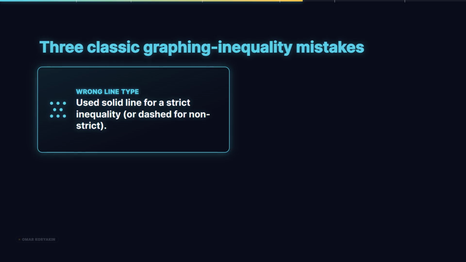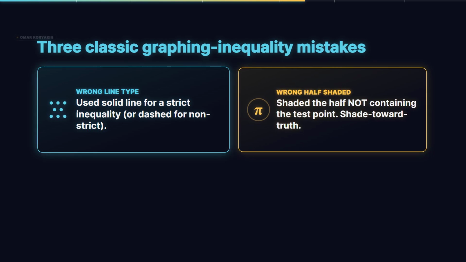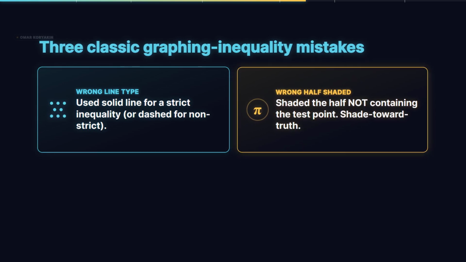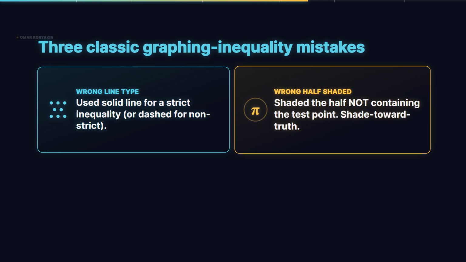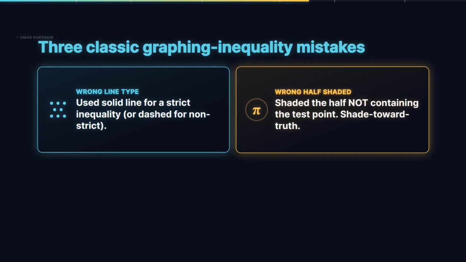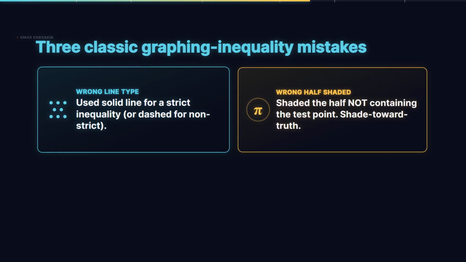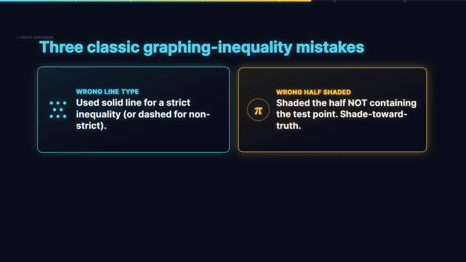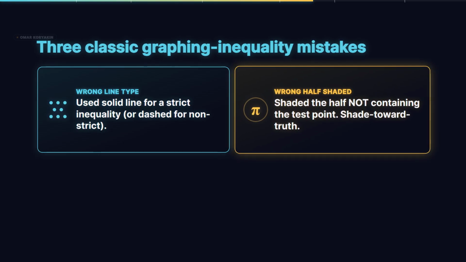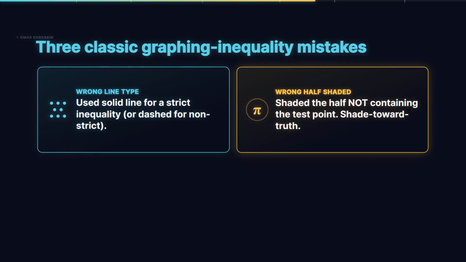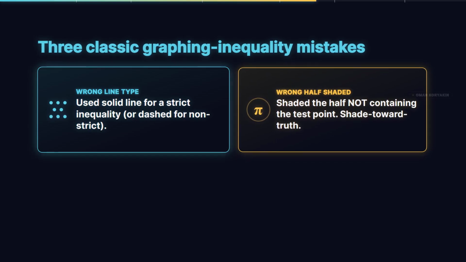Read the inequality symbol carefully before drawing any line. Second mistake, shading the wrong half plane after correctly identifying the test point status. A student plugs the origin into the inequality, finds the origin satisfies it, and then shades the half plane that does not contain the origin, doing the opposite of what the test result indicates. The rule is shade toward truth. If the test point satisfies the inequality, shade the half containing the test point. Repeat the rule out loud while shading until the convention becomes a permanent reflex.